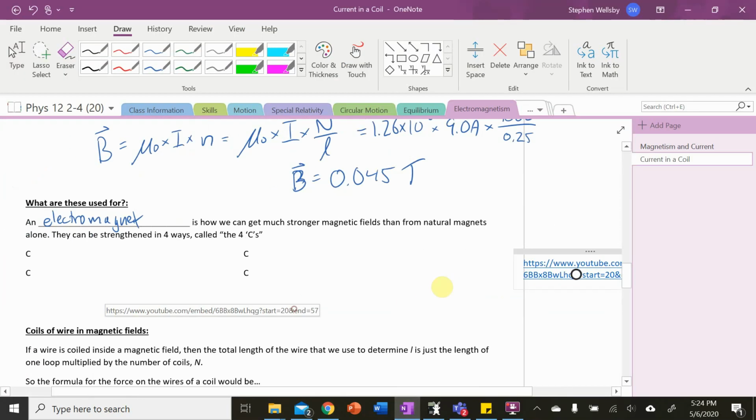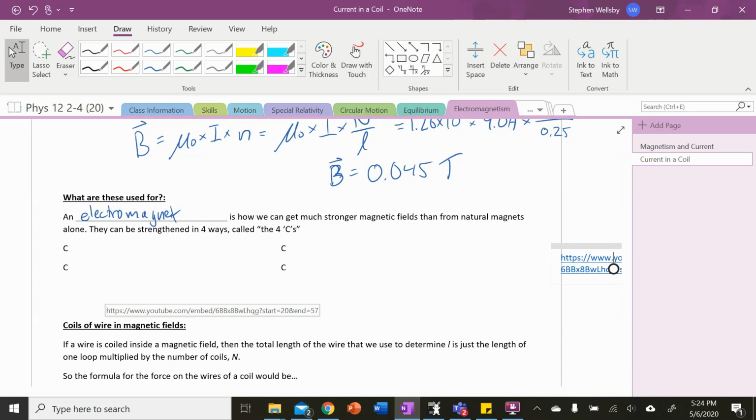So these are incredibly strong magnets. These are called electromagnets. We can make them incredibly strong. Now the 4 ways that we can strengthen them are often called just the 4 C's. So take a moment and see if you can think about what some of those C's may be. What are the ways that we can make an electromagnet stronger? Take a minute, think about that. And hopefully you can think of a couple.